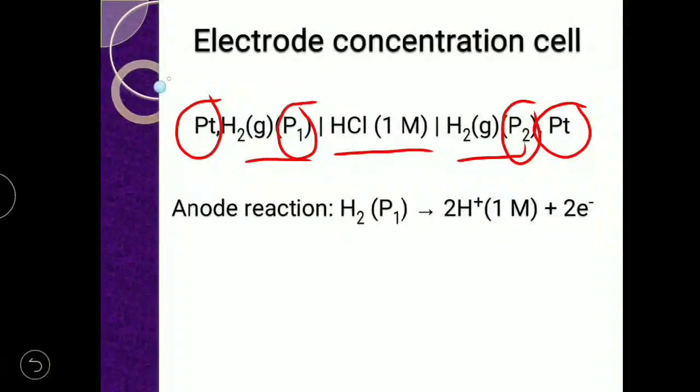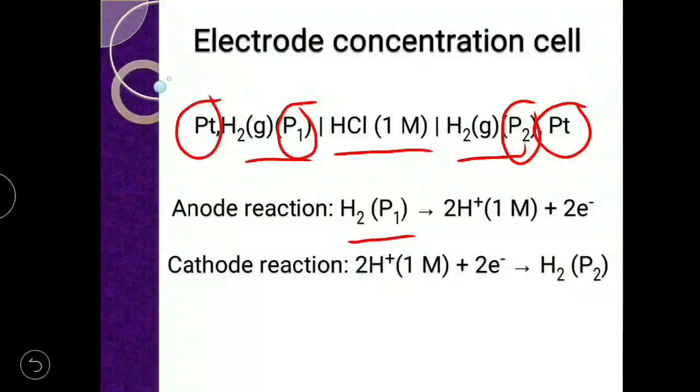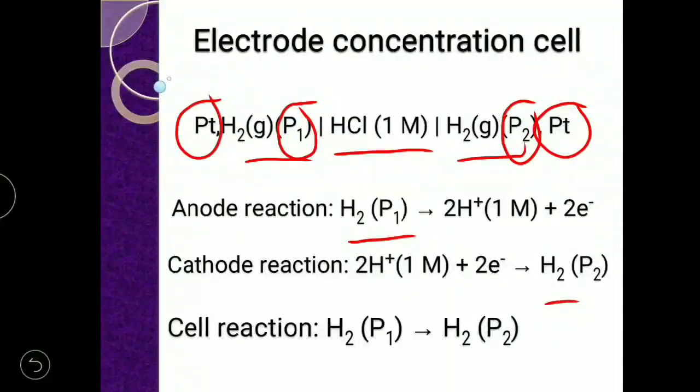The reaction that takes place at the anode is oxidation. So hydrogen gas at a pressure of P1 gets oxidized into H plus ions by losing 2 moles of electrons, and at the cathode H plus ions present in the solution get reduced by taking 2 moles of electrons into hydrogen gas. So the overall reaction is this.